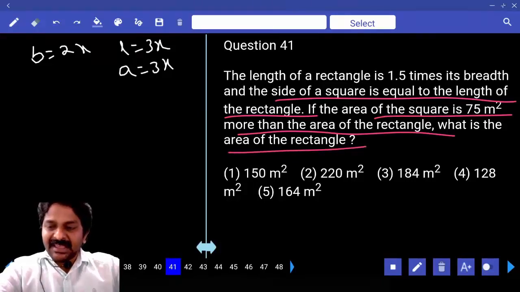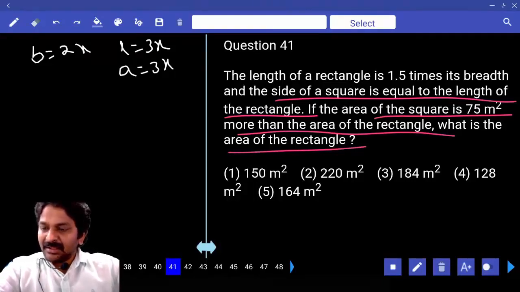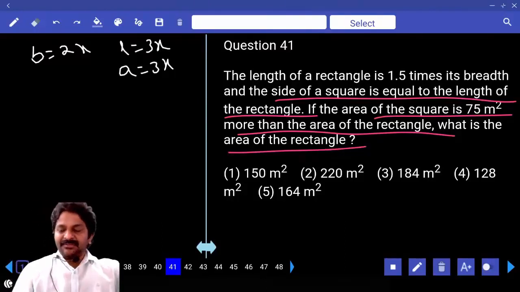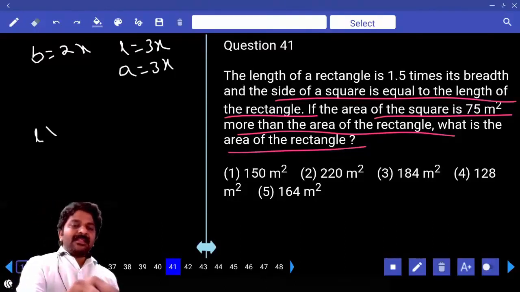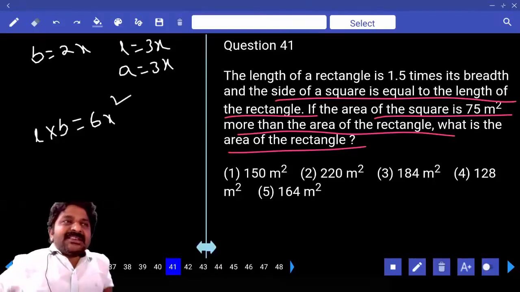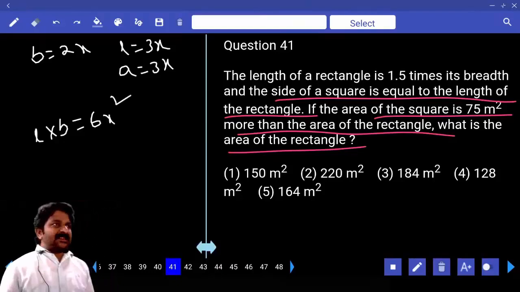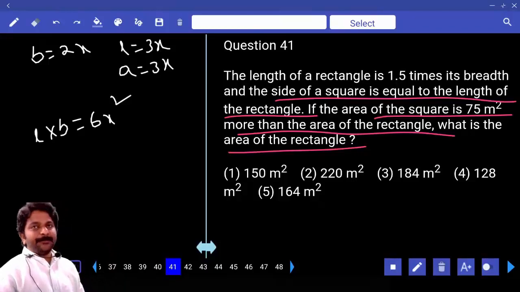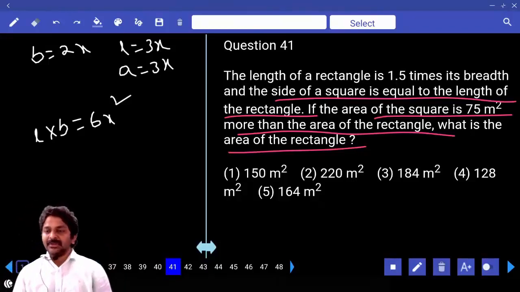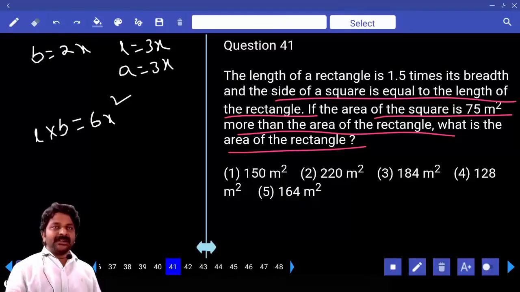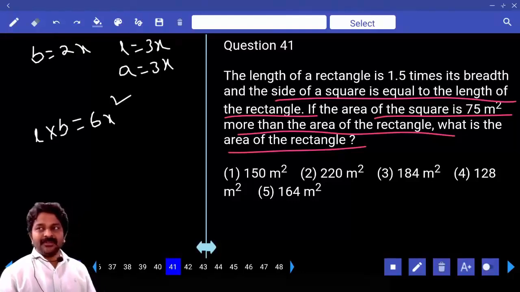Rectangle area is 6x square, a multiple of 3. Length into breadth, that is 6 into x square, correct? 6 is a multiple of 3, so 6x square also must be a multiple of 3. Can it be the first option? Second, third, fourth, fifth, final answer.